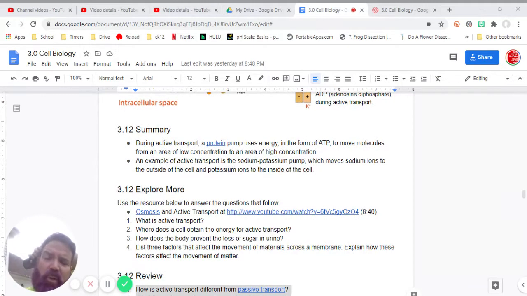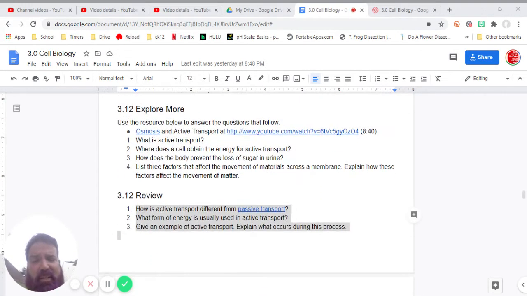All right, 3.12 summary. During active transport, a protein pump uses energy in the form of ATP to move molecules from an area of low concentration to an area of high concentration. An example of active transport is the sodium-potassium pump, which moves sodium ions to the outside of the cell and potassium ions to the inside of the cell.